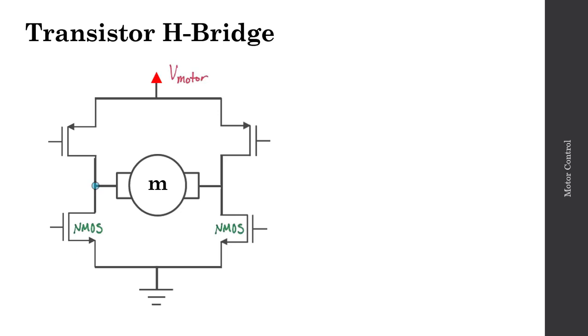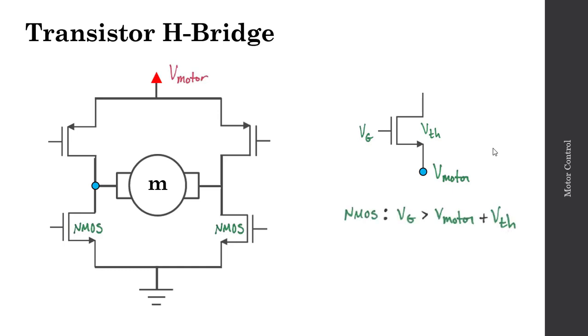Let's take a look at this node here, and let's resketch this transistor up top over here. If this switch is closed, then this voltage is going to be effectively V motor. This transistor has a V gate as well as some threshold voltage. In the case where we made this an NMOS transistor, we'd need this gate voltage to be greater than the summation of the motor voltage, or the source voltage, plus the threshold voltage. This is going to require a large gate voltage, and it may be difficult to provide this using something like an Arduino.